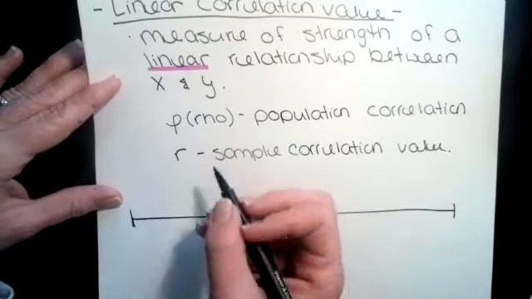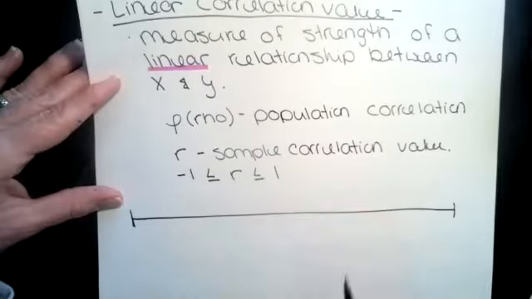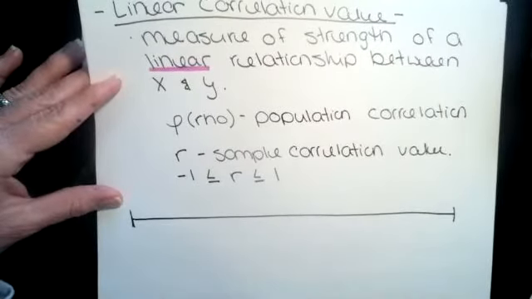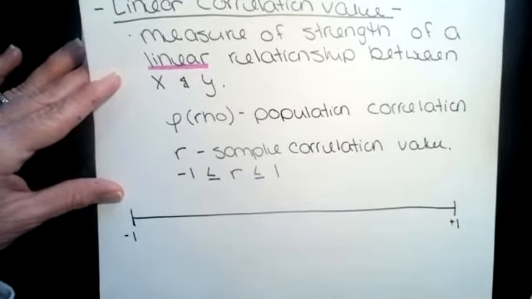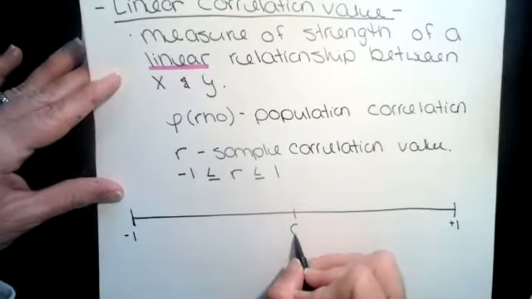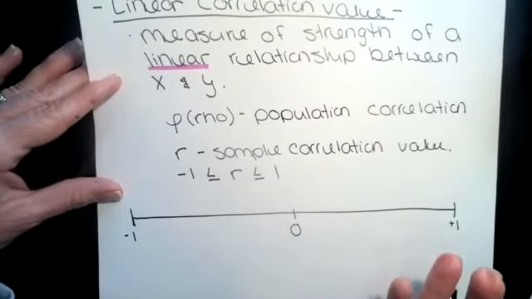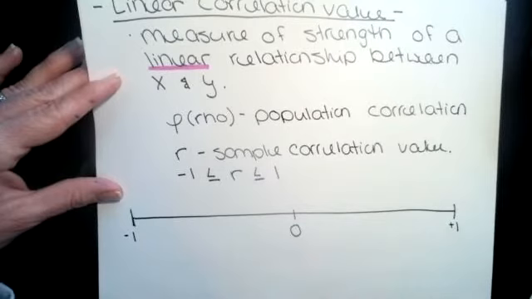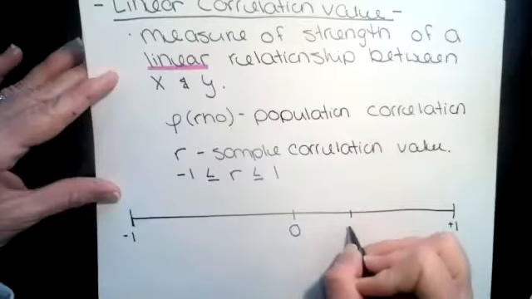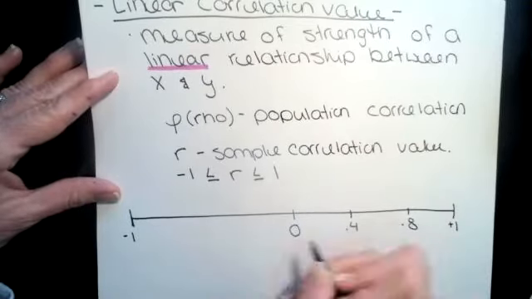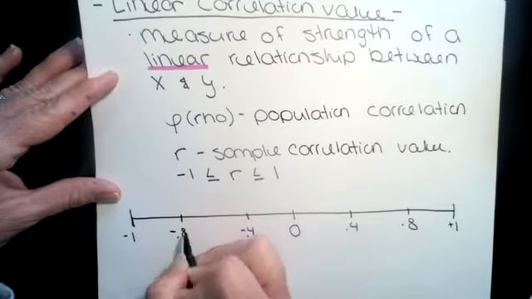So R can go between -1 and +1. So R is a value between -1 and +1. If -1 is all the way down here and +1 is up here, then 0 would be right in the middle of our scale. And I'm going to give you an idea of what words we associate with these numbers. I'm actually going to break it up at 0.4 and 0.8 and -0.4 and -0.8.